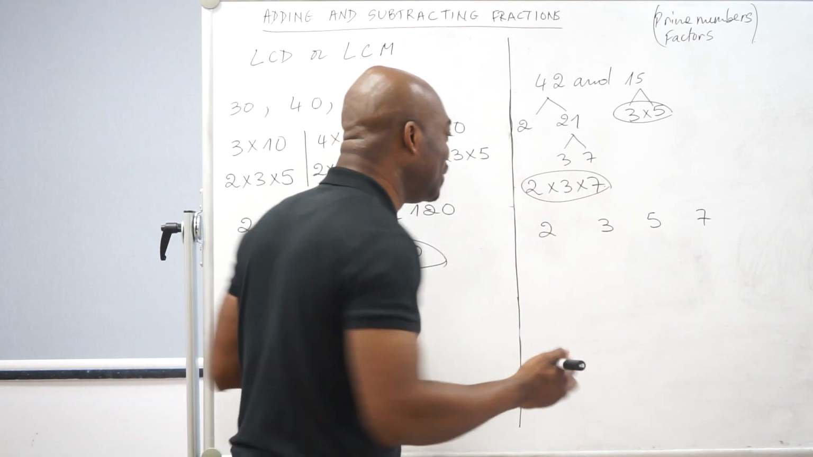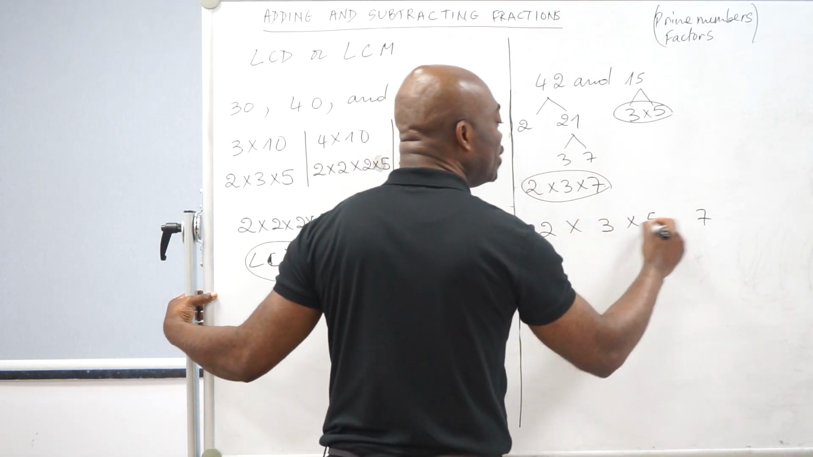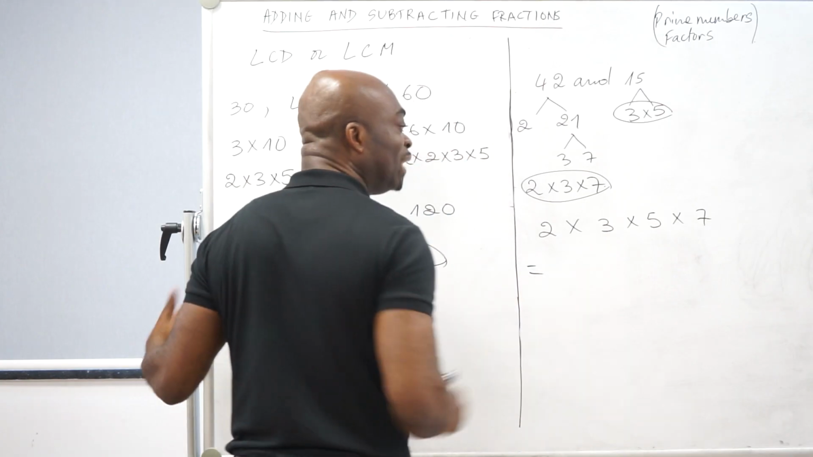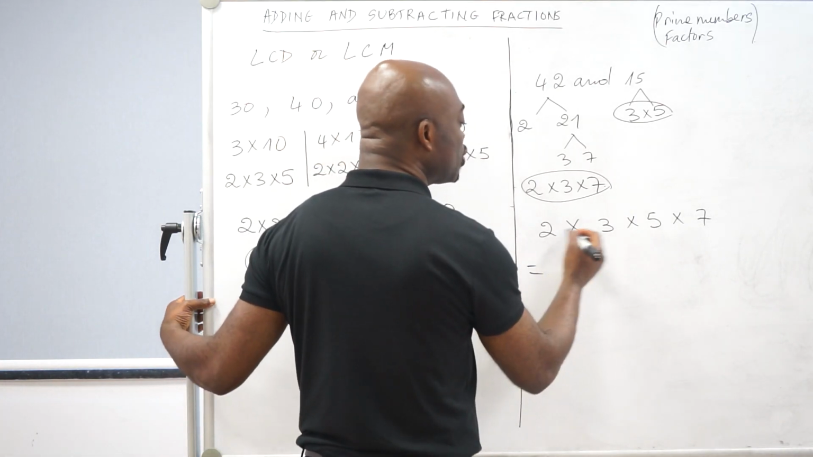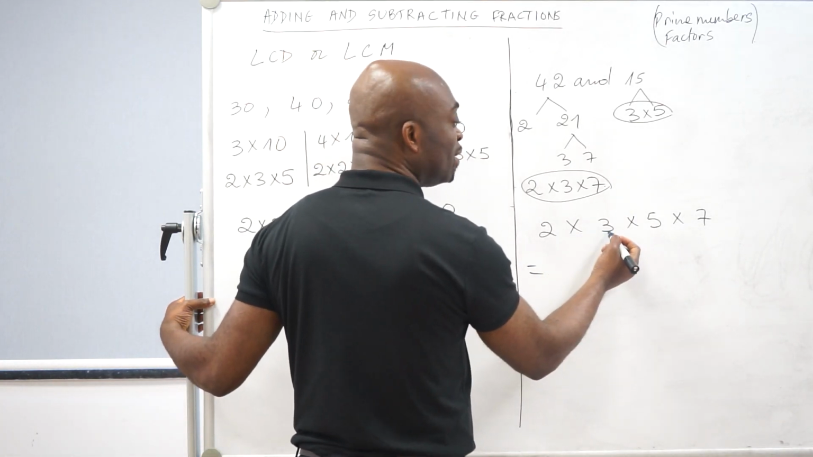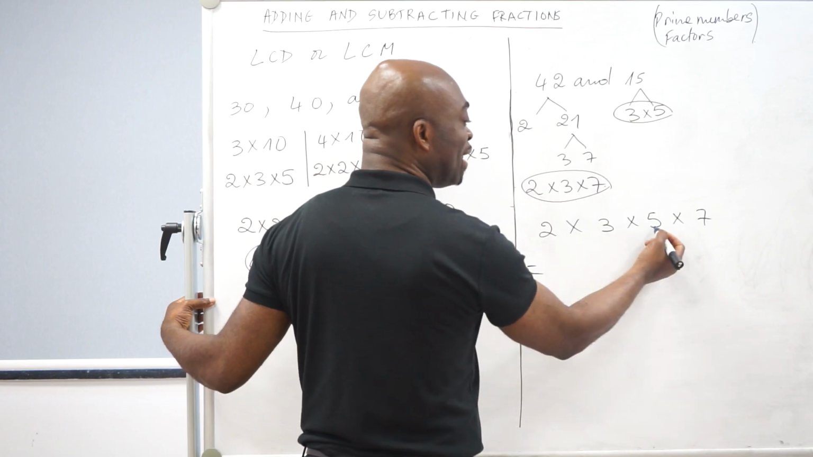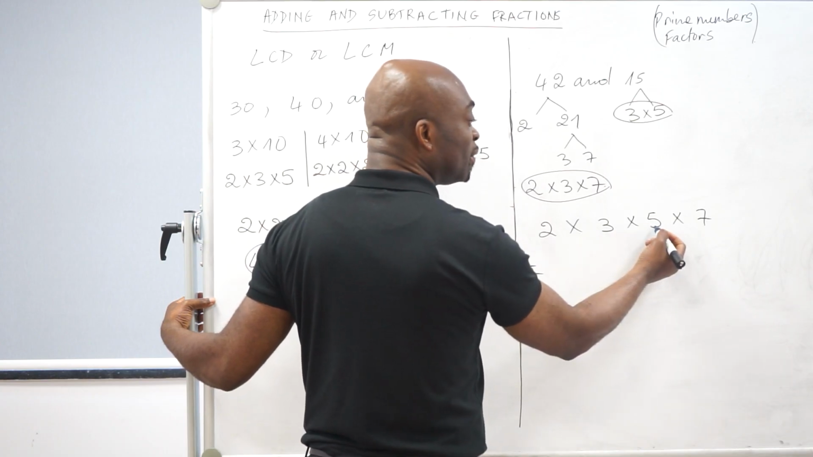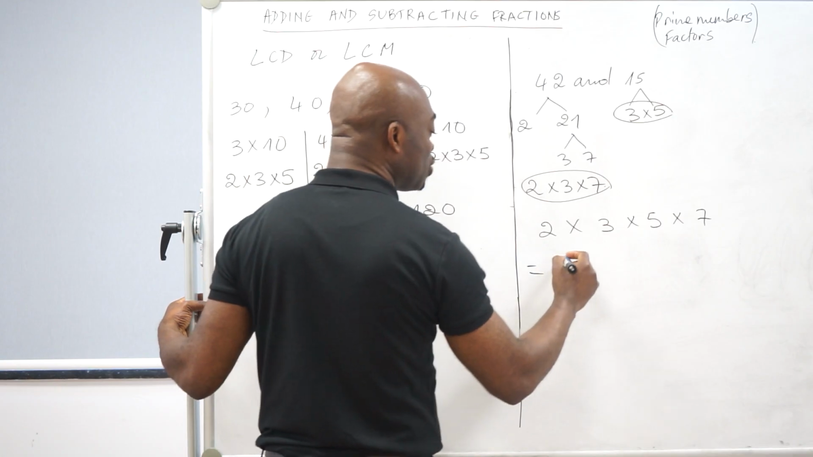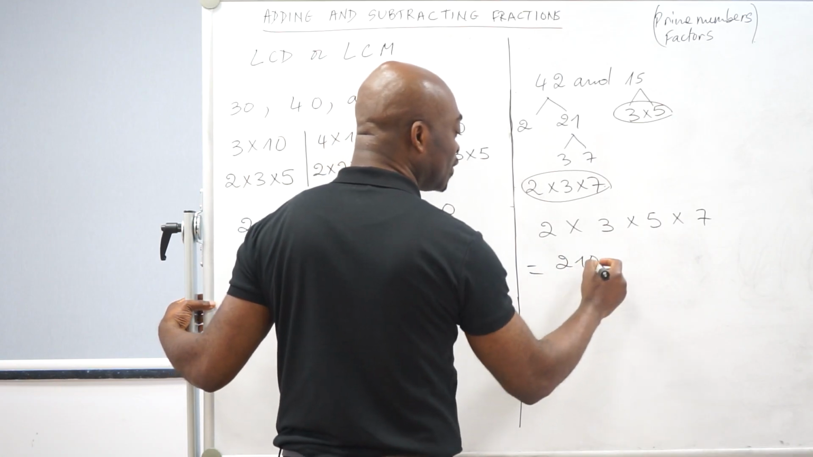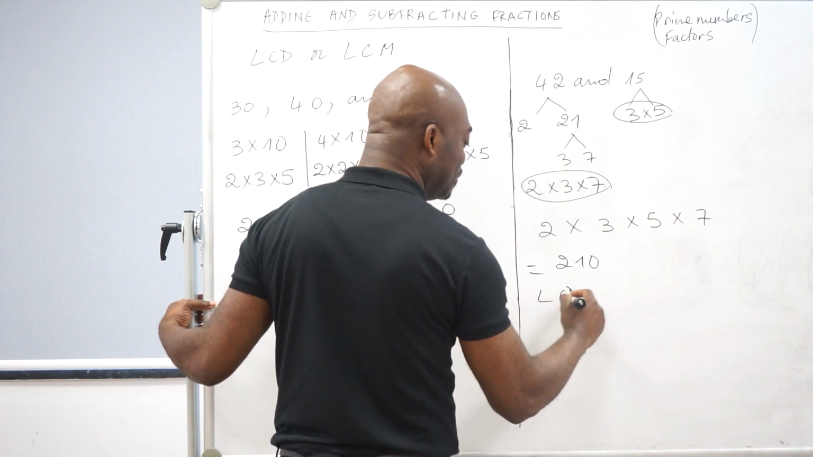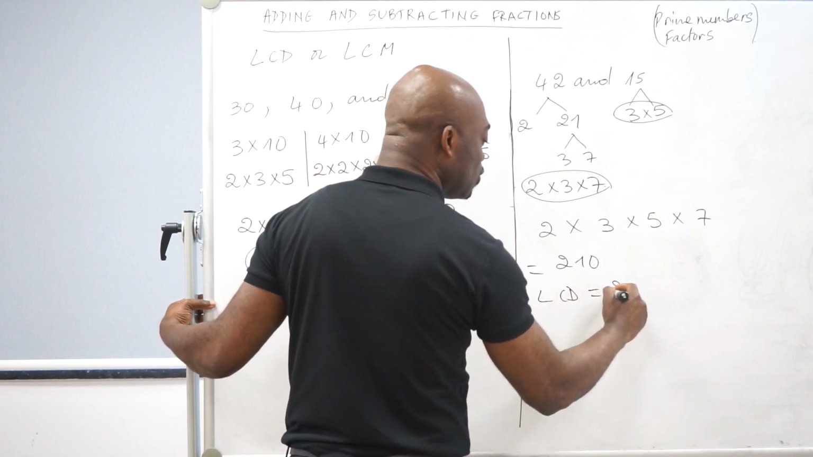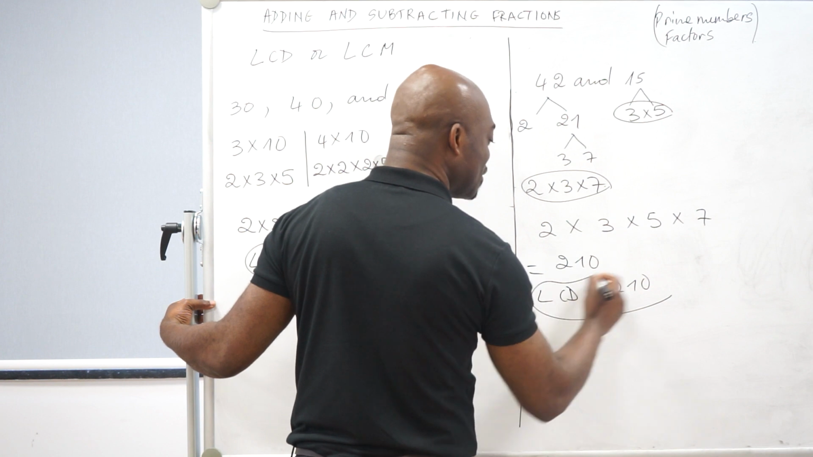And we multiply them. And once you multiply them, you get your lowest common denominator. All right? So here, this is 2 by 3, which is 6. Okay, 6 by 5 is 30. And then 30 times 7, which is 210. Okay? So your lowest common denominator, LCD, is 210 in this case.